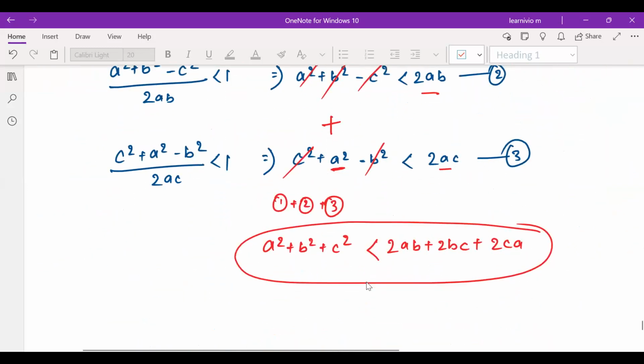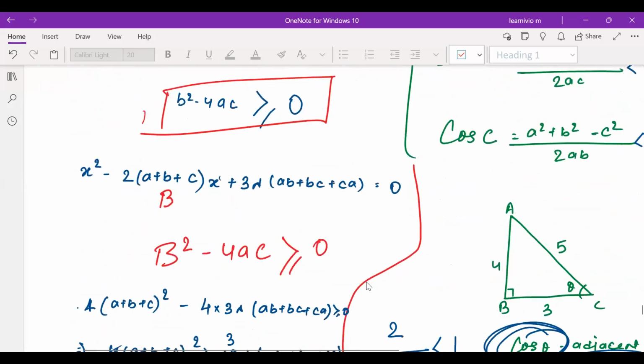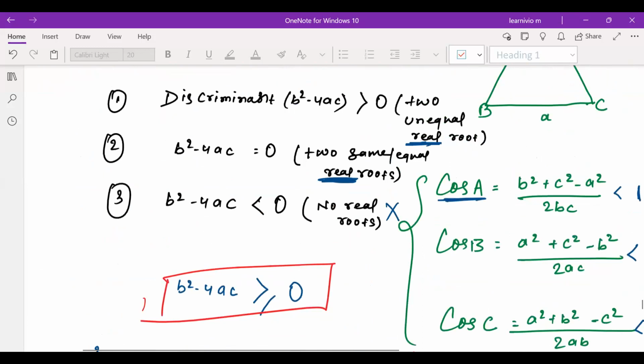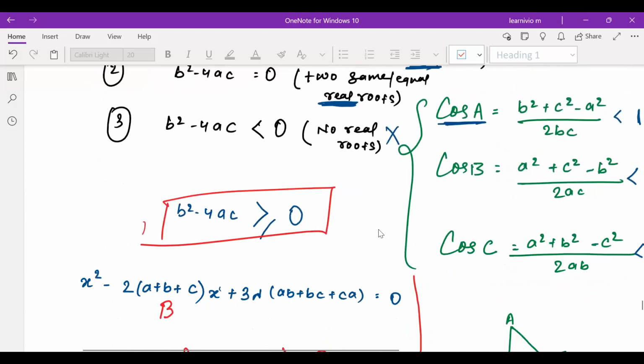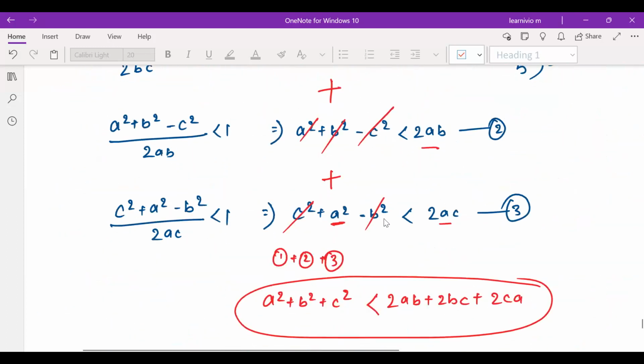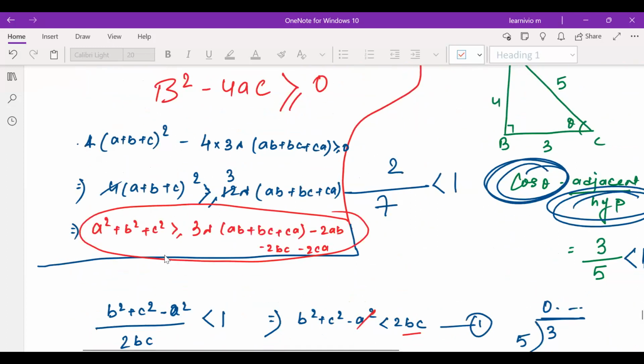At the place of a square, b square, c square, you can write this one. Please use these two relations to check what the lambda range is. Is it less than 4 by 3? Is it greater than 5 by 3? Like this. Will you be able to try it by yourself? Yes, ma'am. Do try it, okay? This relation and this relation will help you. Whatever substitution is possible, just do it.